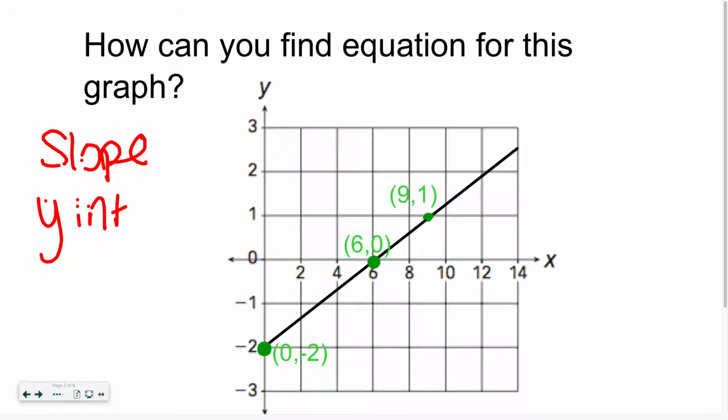Oh, I like how he said that. Yeah. Rise over run. So what can we do? Give me an example. What can we do with this line right here? You want to start right here? What's that called? It's not a dot, it's a what?